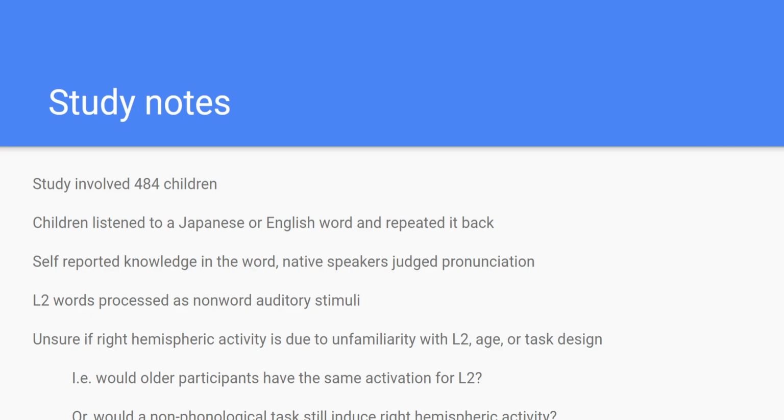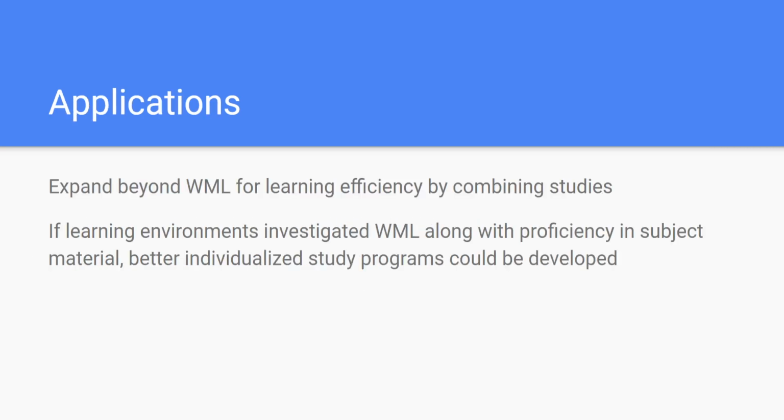So what these last 2 mean is that would older participants, such as adults, have the same activation for L2 in the right hemisphere? Or the task design, would a non-phonological task still induce right hemispheric activity? So if something that's not auditory based, would it still be processed in the right hemisphere? Because at that point, everything's more left hemisphere oriented.